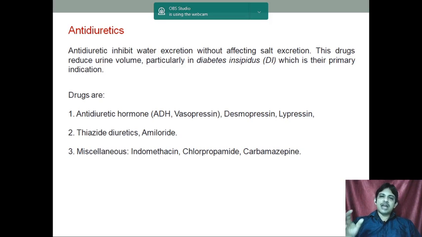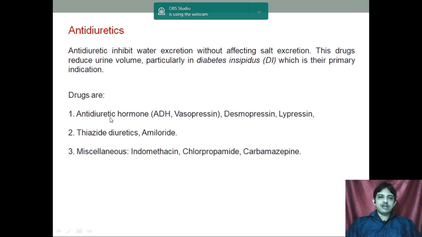But in case of diabetes insipidus, though it is called diabetes, it is not related to the blood sugar level. Clear? Blood sugar level. But one of the characteristics of diabetes mellitus is frequent urination. Here also in diabetes insipidus, there is frequent urination.